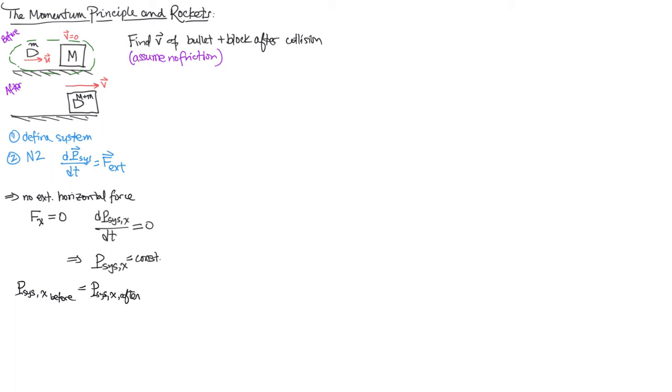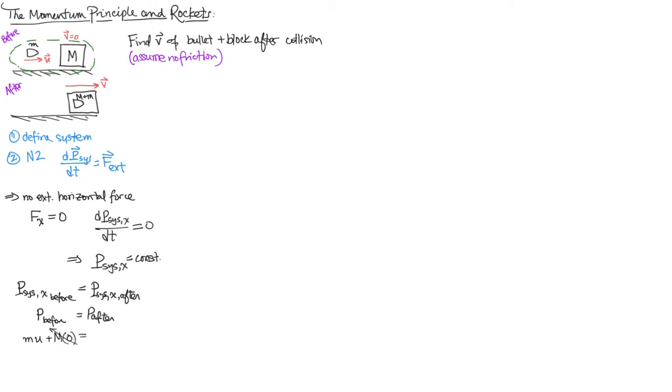I hope you'll allow me to get rid of some of these subscripts. They're getting awfully cumbersome. I'm just going to say P before equals P after, acknowledging that we're talking explicitly about the x direction. So what is the momentum of the system before? Well, we have two objects: the bullet moving and the box at rest. So P before is equal to the bullet moving plus the box at rest, with no momentum contribution from the box that's at rest.